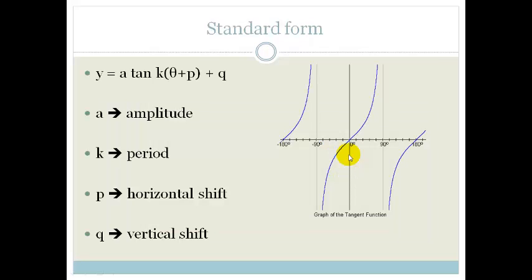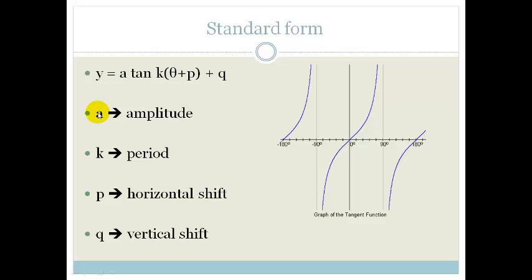Okay, so let's talk about this final standard form of the tan graph. We've got y is equal to a tan(k theta + p) + q. And as I've said in the previous lessons, you don't have to panic. They're only allowed to change two of these things at one time. But let's go through it so you know everything.